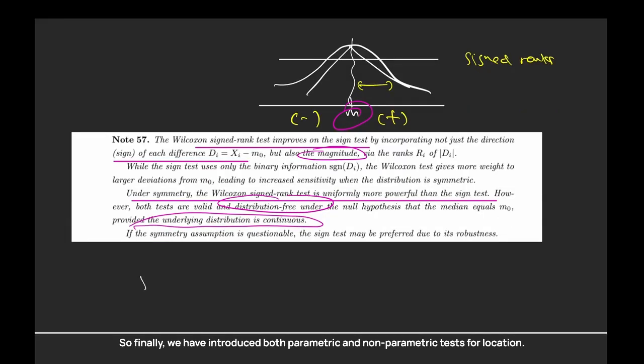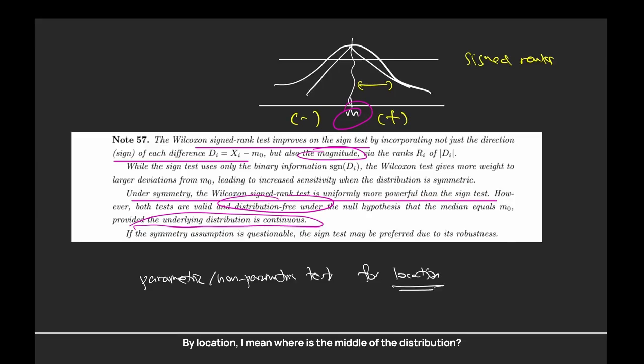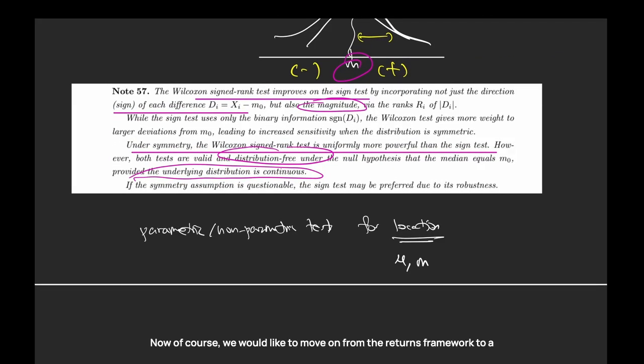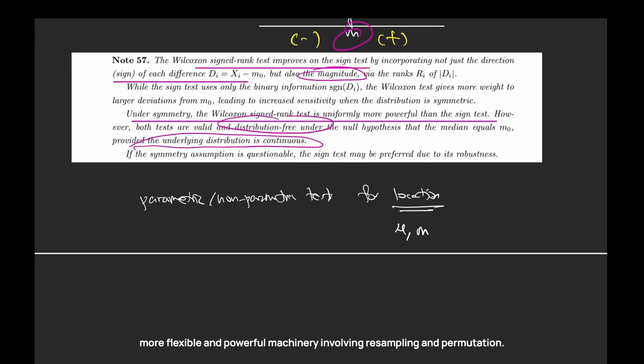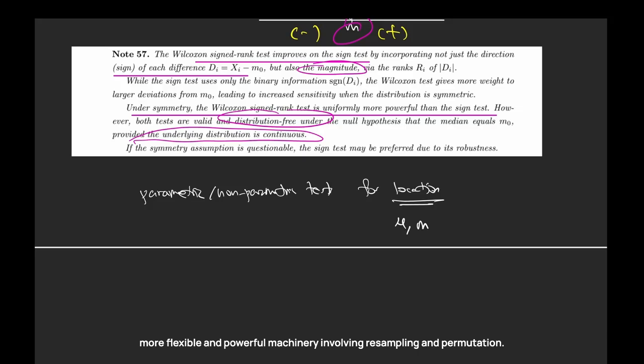So finally, we have introduced both parametric and non-parametric tests for location. By location, I mean where is the middle of the distribution, and we can determine this by the mean or the median. We have introduced the hypothesis tests, each of them requiring a different set of assumptions. We would like to move on and implement this inside of Python. Now, of course, we would like to move on from the returns framework to a more flexible and powerful machinery involving resampling and permutation.